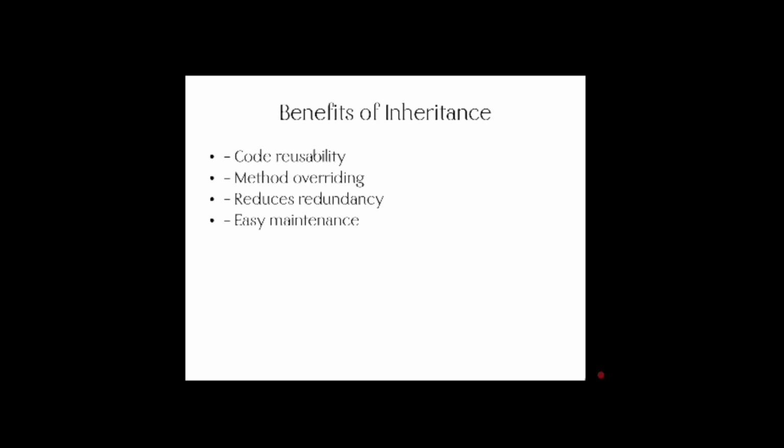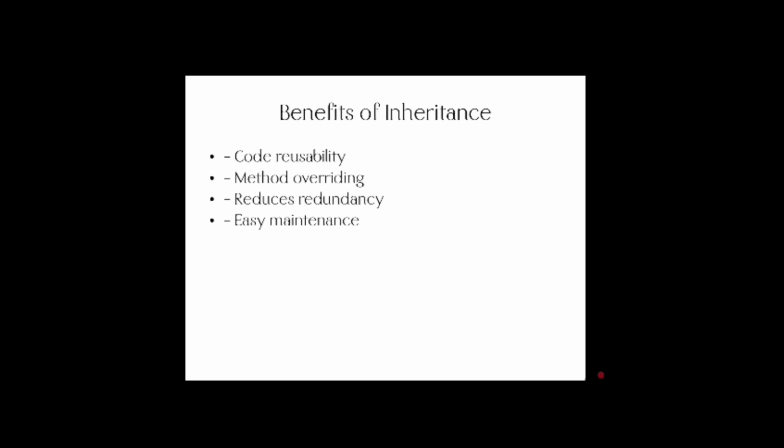And the next one is facilitates abstraction. Inheritance, particularly with abstract classes and interfaces, allows for the creation of abstract designs that define common behaviors without specifying their implementation details. This promotes abstraction and helps in building robust and extensible software architectures.